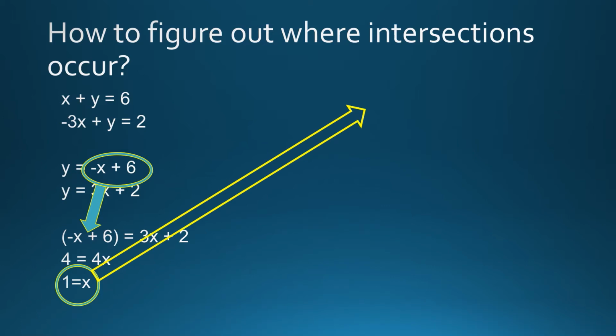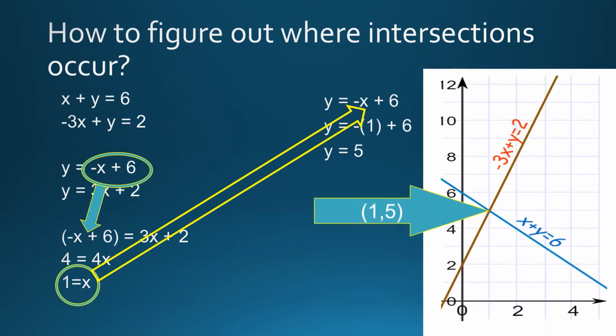So now we're going to take that 1 and just plug it into one of the equations that we already have. I picked the simpler one because it's just less work. So if we plug in 1 for x, y equals negative 1 plus 6, y equals 5, and 1, 5 is the exact point where the intersection happens.